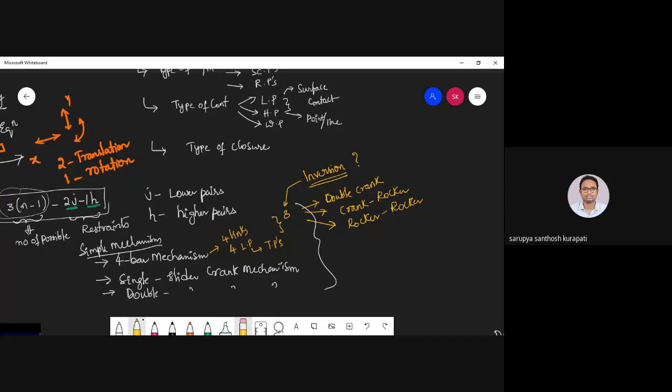So double crank: when a link is rotating a complete 360 degrees, I'm going to call it a crank. So double crank means the input and output links both rotate 360 degrees.